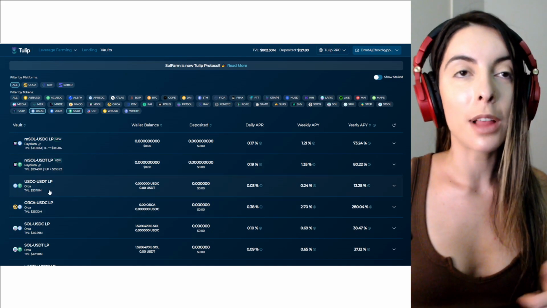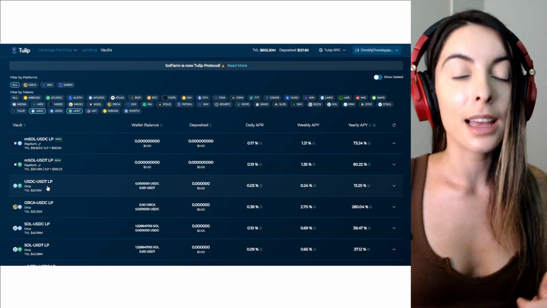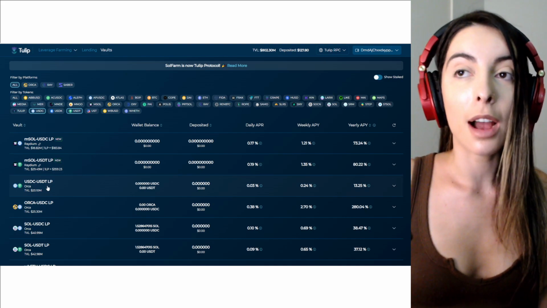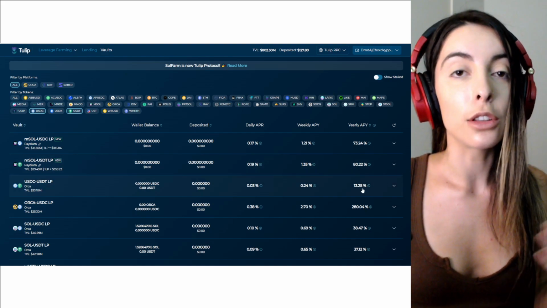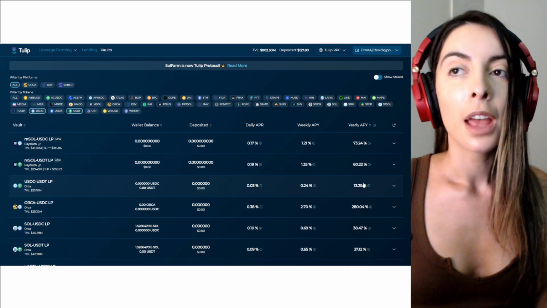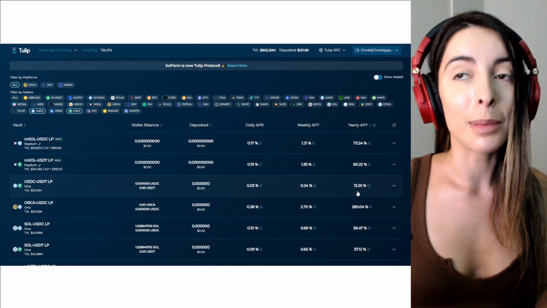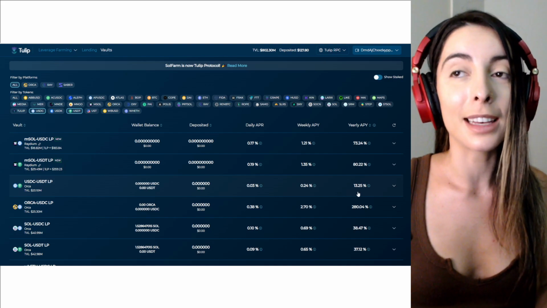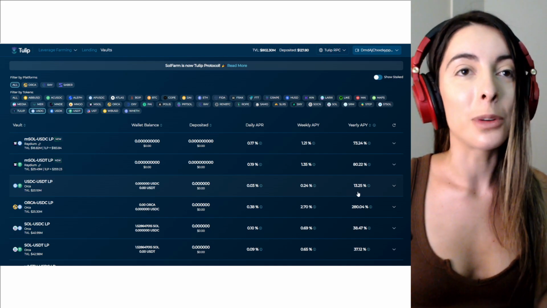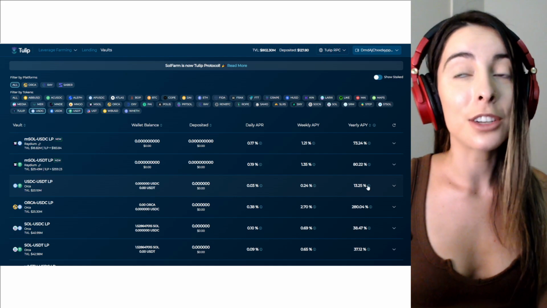For example, supplying USDC and USDT, they have generally the same price level. That's why the APY is lower than some of the other vaults. I actually think this APY is pretty good compared to what you can get through staking and earning and lending on your USDC or USDT. So I actually think that's pretty good.